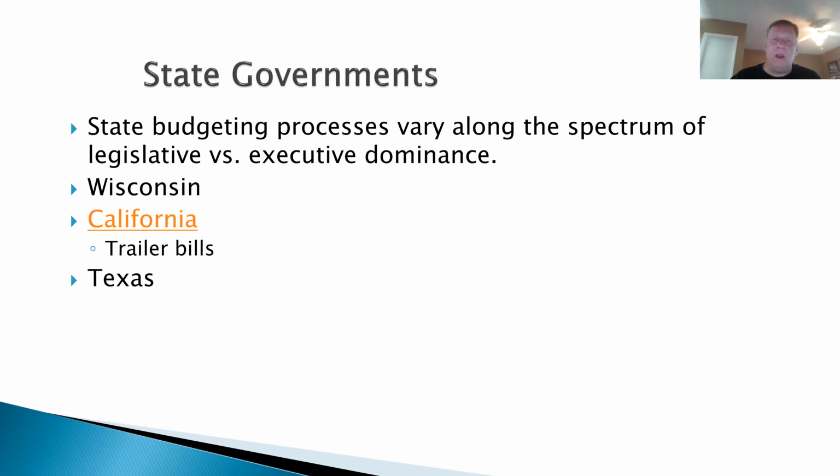Now here in California, we do have an important organization called the LAO. So if you're going to look at a corollary situation to the federal level, the president has OMB and Congress has CBO. Here in California, the governor has the Department of Finance and the state legislature has the Legislative Analyst Office, or the LAO.